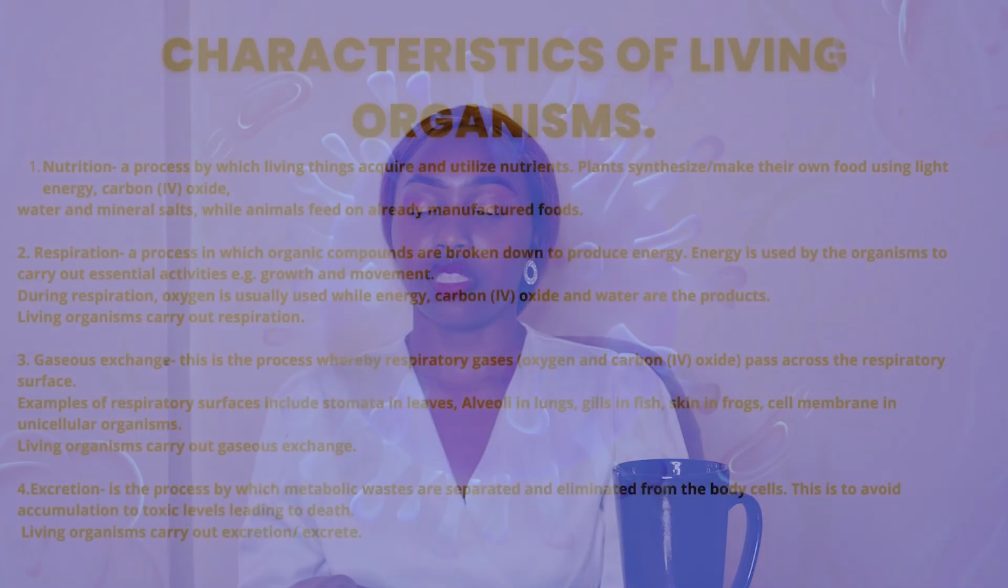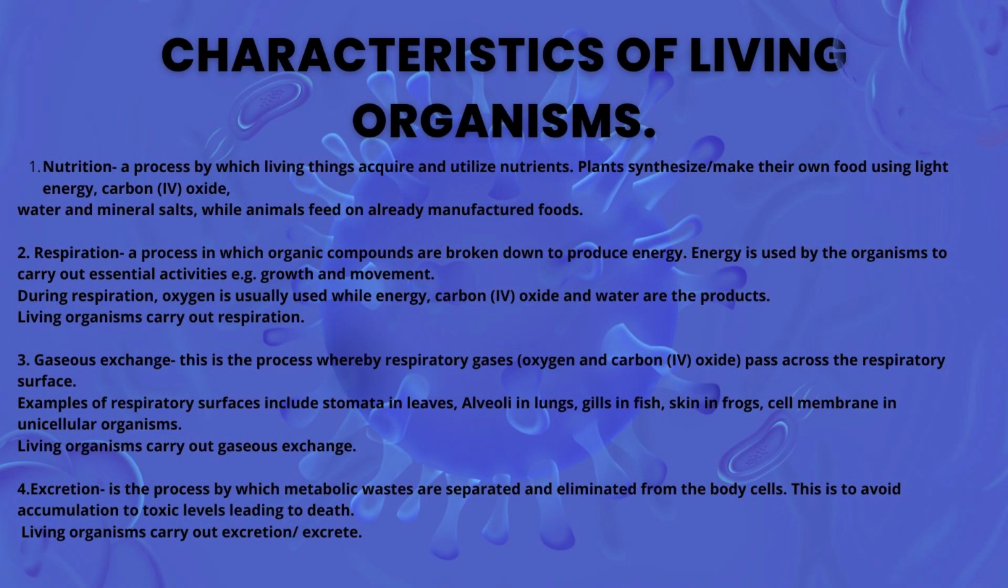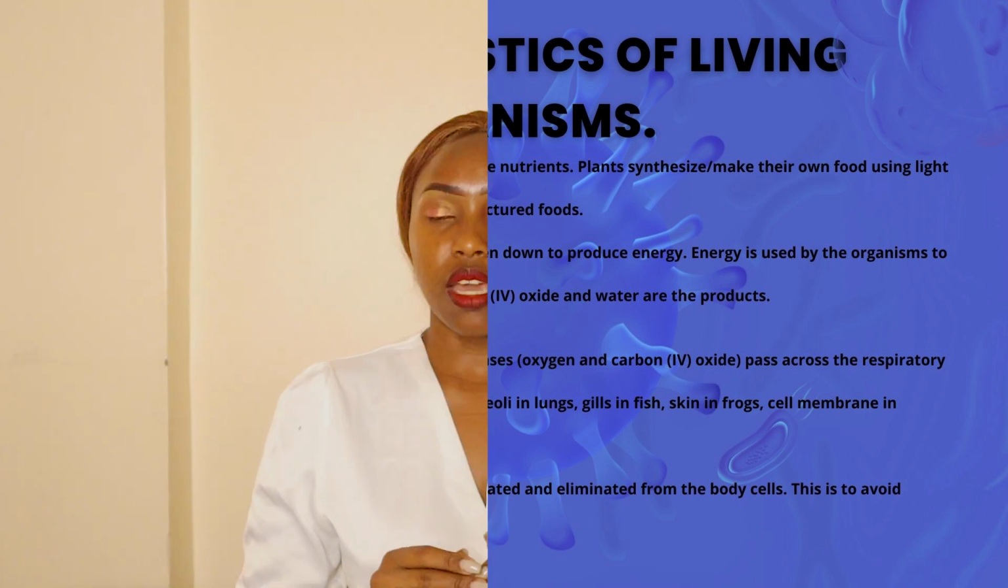Our next characteristic is respiration, which is our second characteristic. Respiration is where we talk about energy. It is a process by which food materials are broken down to release energy, which is in the form of ATP. And now the importance of respiration becomes what? The energy released is used by living organisms to carry out their metabolic activities.